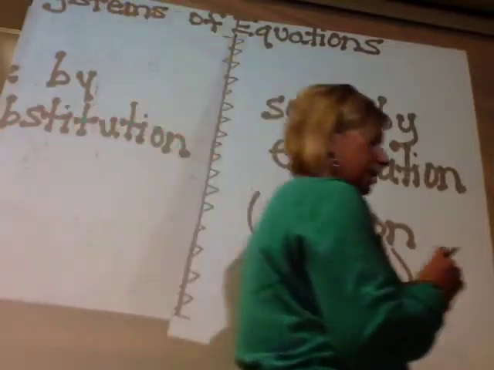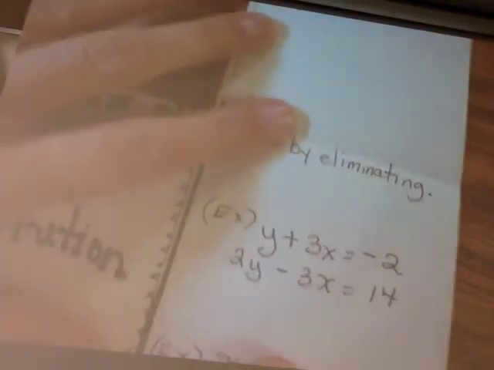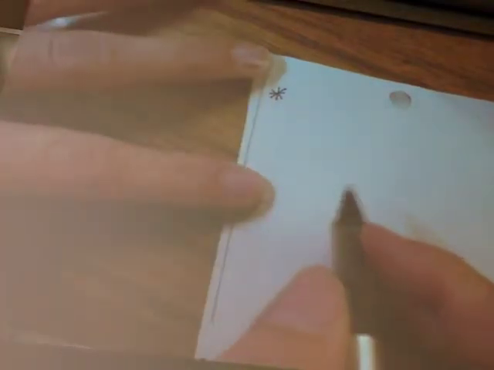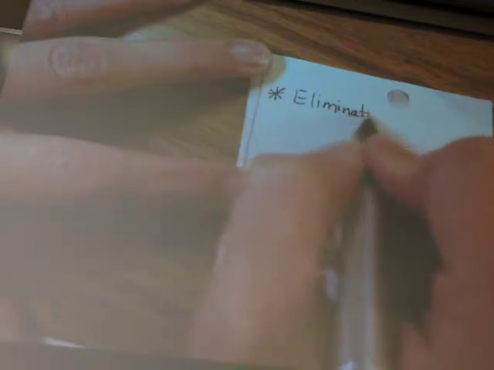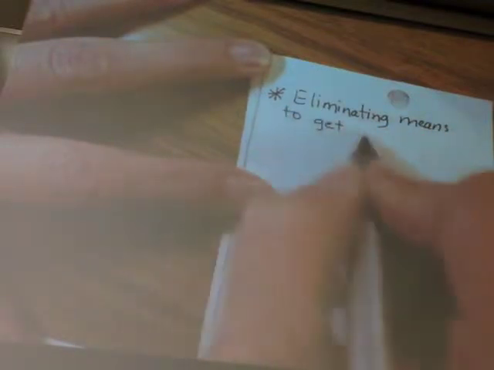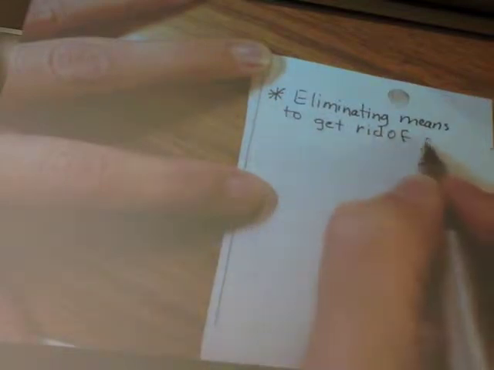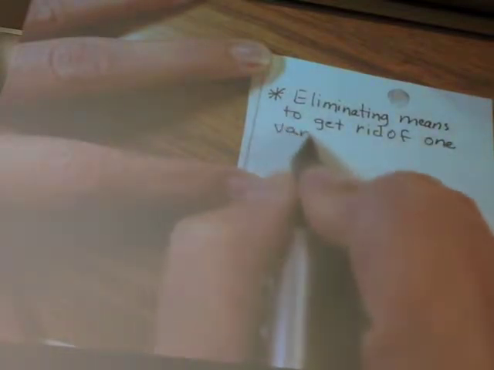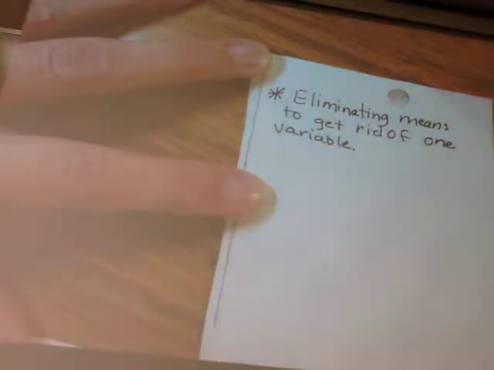Solving systems by elimination. Let's open this flap. One thing up here I want us to note with a little star note. What does it mean when you eliminate something? Yeah, you get rid of it. So eliminating means to get rid of one variable. We're trying to get rid of one of our variables, either our x's or our y's.